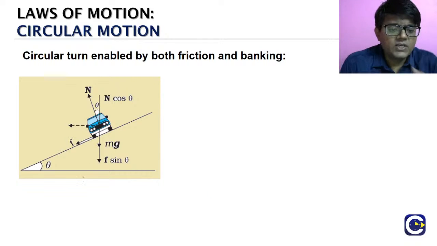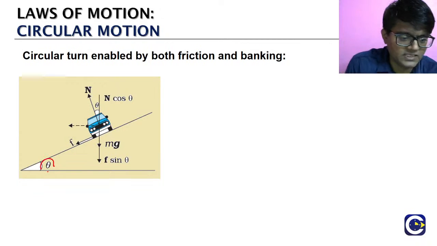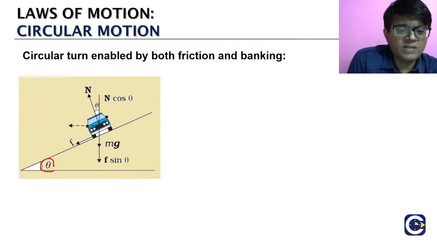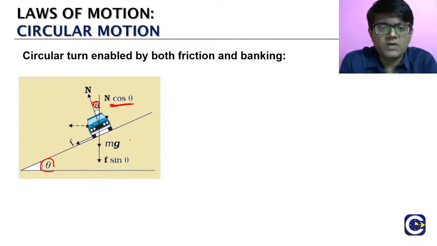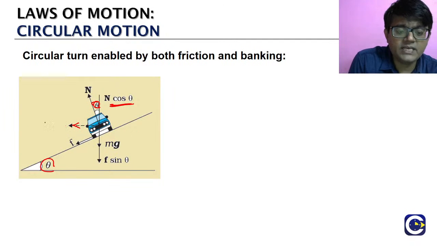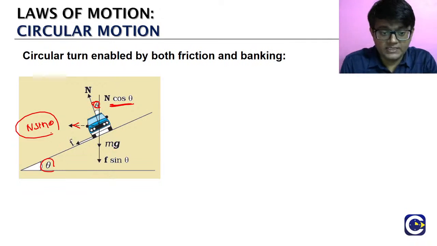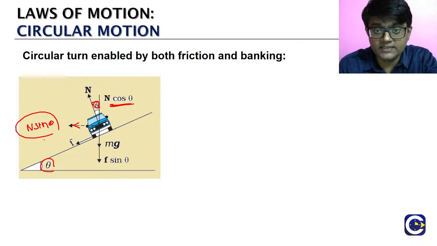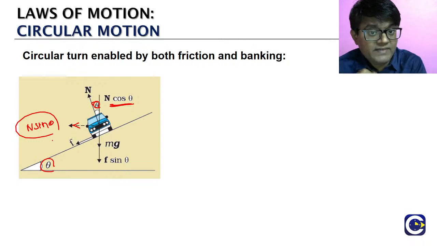So look at this. You are having a road that is already having a banking. So this is the banking angle theta. So already the normal reaction will make an angle theta with the vertical. So the vertical component of normal reaction is N cos theta, and the horizontal component of normal reaction will be N sin theta. Already this N sin theta is going to provide the centripetal acceleration when we are just having the banking. But we also have the friction involved.